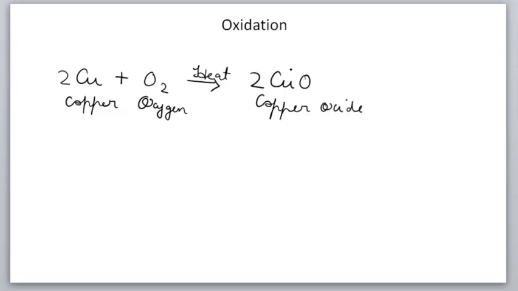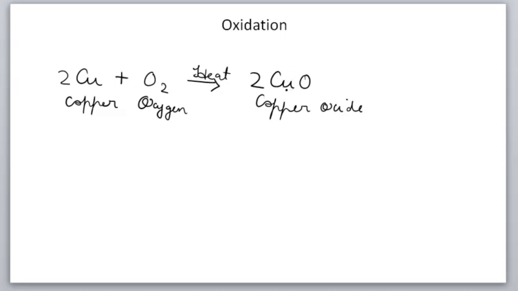So this is an oxidation reaction, and from this equation we can conclude that oxidation is a process in which oxygen is added to a substance. So in this reaction, oxygen is added to copper, and at the end of the reaction, copper and oxygen combine together to form copper oxide.